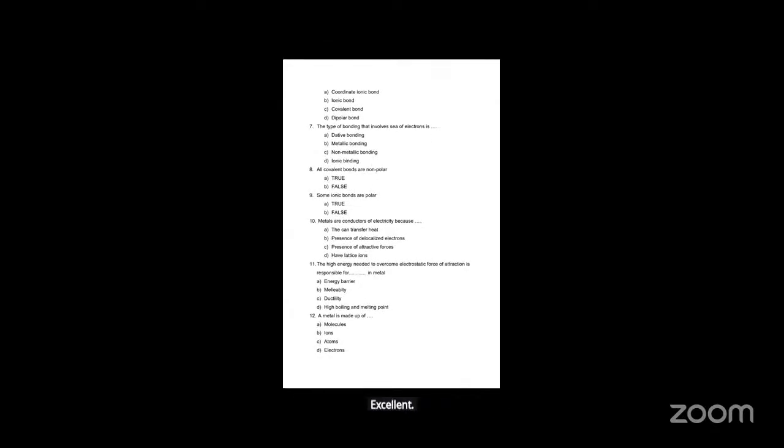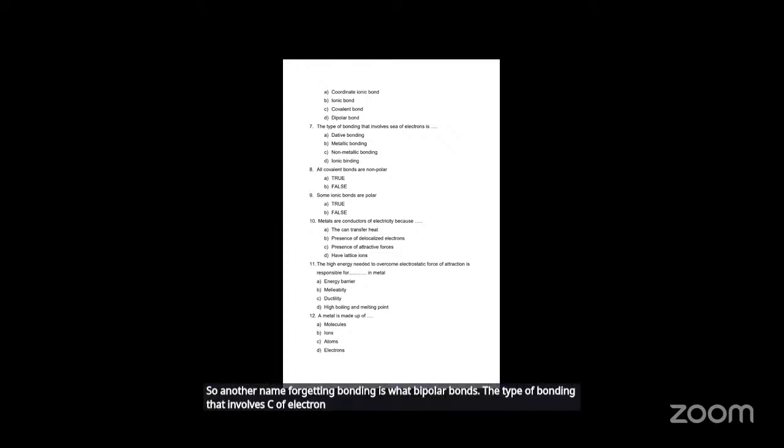The type of bonding that involves sea of electron is what? Metallic bond. Number 6: all covalent bondings are non-polar. True or false? False.